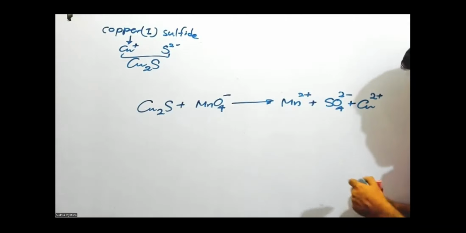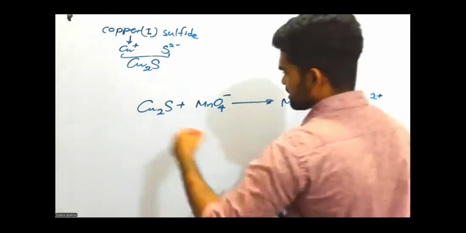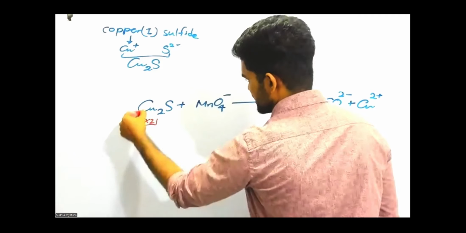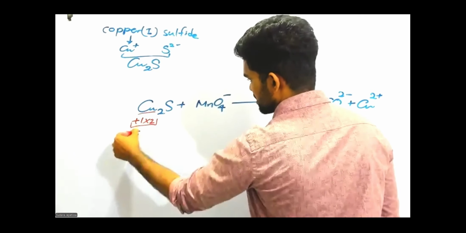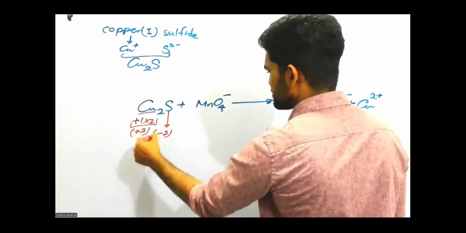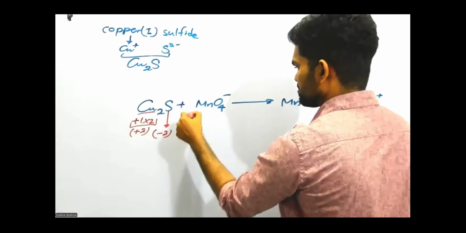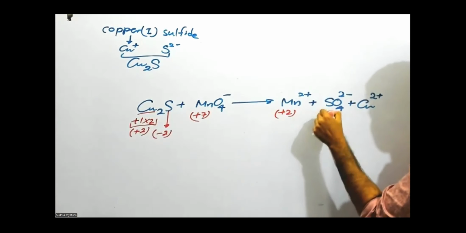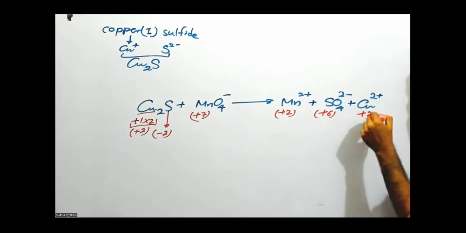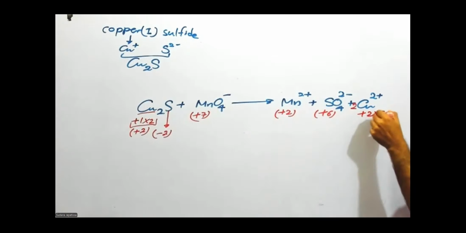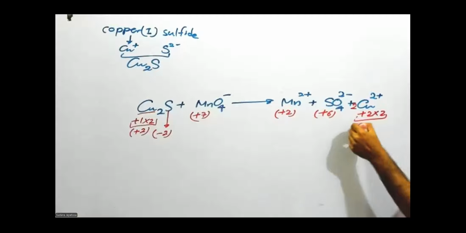Now if you check the oxidation numbers, here you have plus 1 on 2 copper atoms, so the cumulative oxidation number is plus 2. Here sulfur is minus 2. Manganese is plus 7. Here it is plus 2, plus 6 and plus 2. But you have to put 2 in front of this because there are 2 copper atoms, so 2 into 2 is plus 4.